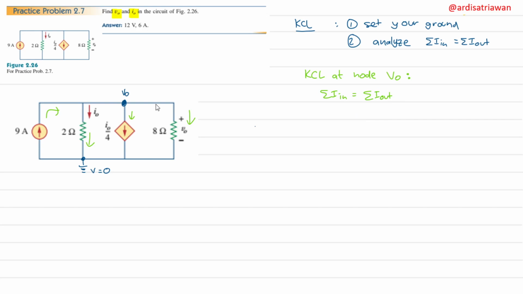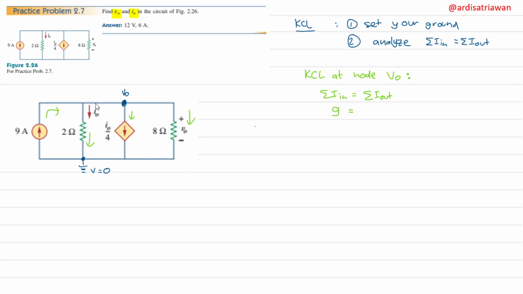Let's see what current goes in and what current goes out. The only current that goes in is from this 9 ampere current source, so I need to put 9 here. And then we have the current that passes through this 2 ohm resistor going out, and this also goes out, and this also goes out.